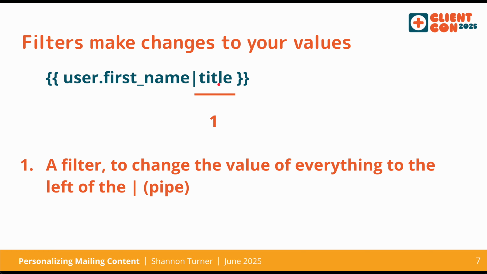Filters are going to allow you to make changes to your values. So this filter, title, is going to change the value of everything to the left of this pipe. And all filters work the same way. They make a change to the value that's to the left of the pipe, but each filter is going to do something different. So this filter, title, is going to make something title cased, also known as capitalizing the first letter.